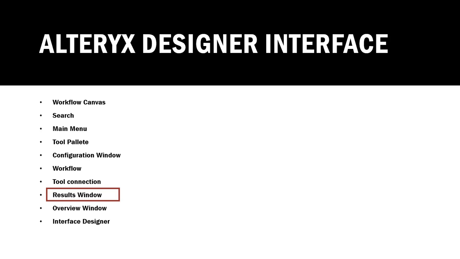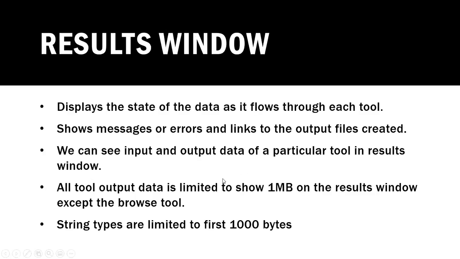So, let's get started. The results window displays the state of the data, like how the data flows from one tool to another, and their input and output data as well. So we can see the input data of a particular tool as well as the output data of a particular tool in the results window. This is a very cool feature.